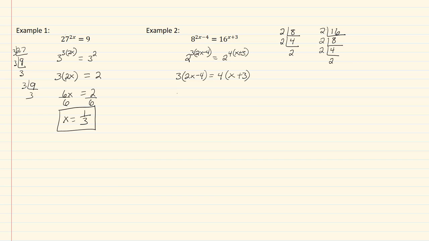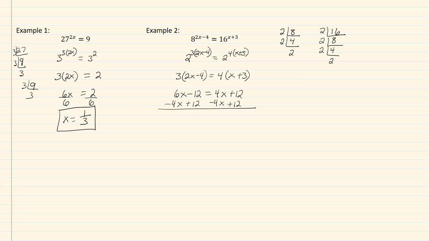So now I'm going to distribute. I'll get 6x minus 12 equal to 4x plus 12. Let's get our x's on one side. So I'll subtract 4x from both sides. And I want to get my 12 on the other side, so I'm going to add 12 to both sides.